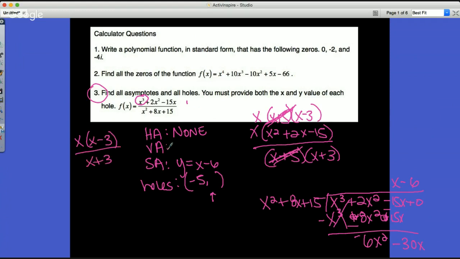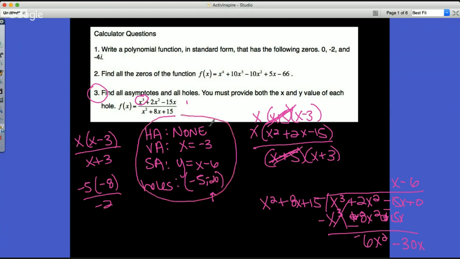Remember, our VA is what makes it undefined, so we set the bottom equal to 0, and we note that x equals negative 3 is our vertical asymptote. Now for our hole, we plug negative 5 back in to get negative 5 times negative 5 minus 3, which is negative 8, all over negative 5 plus 3, which is negative 2. Simplified, this would be 4 over 2, which is negative 1. And that would be my solution for number 3.